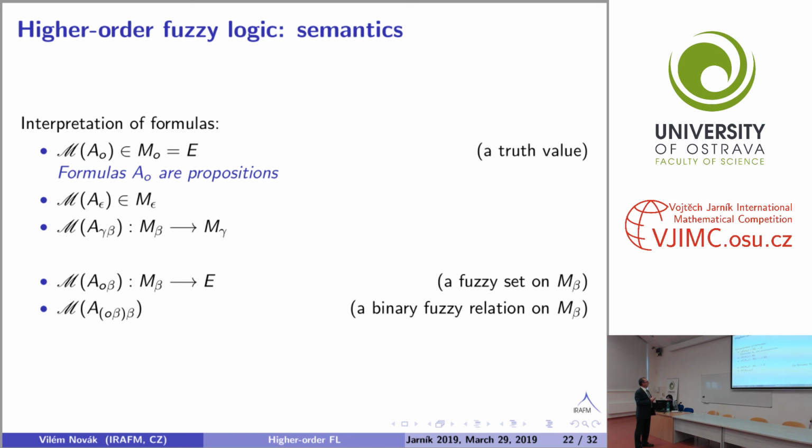It means if A is a formula of type Omicron, it means a truth value, a proposition, then its interpretation is some element from the set of truth values. Similarly, if it is a formula of type epsilon, then its interpretation is an arbitrary element. If it is a formula of type gamma beta, then its interpretation is a function from a set of type beta to a set of type gamma. As a special case, fuzzy sets are functions from a set of type beta into truth values, and so on and so on.